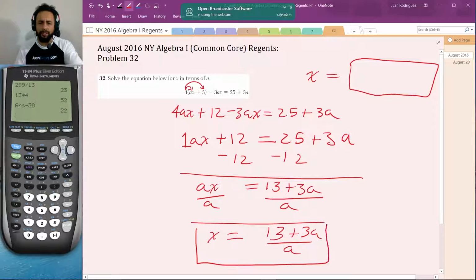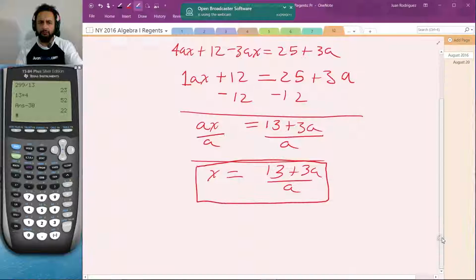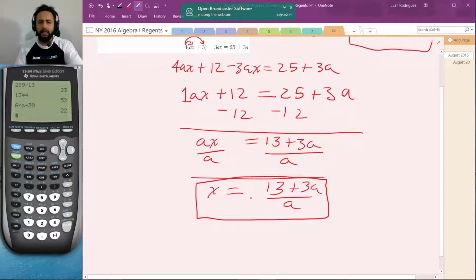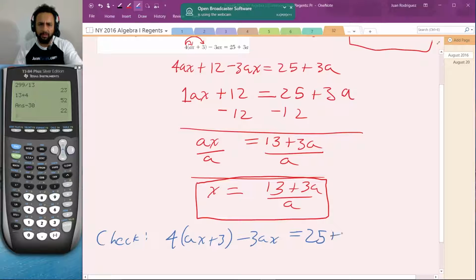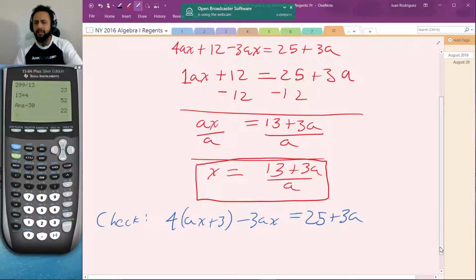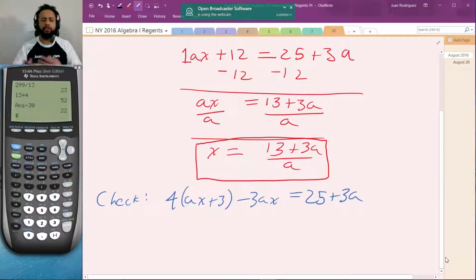Now, this might feel like the most uncheckable answer in the history of all answers, but in fact, you can check your answer. I'm going to check it for you so that you can see this can be checked. So I have 4 times (ax plus 3) minus 3ax equals 25 plus 3a. I recently had a student ask me, can you check it by doing the problem in a totally different way? Actually yes, that is a valid way of checking your answer.